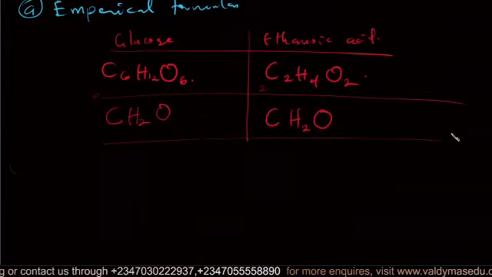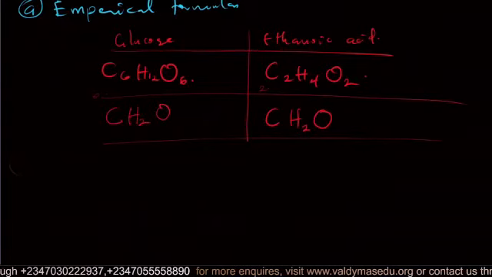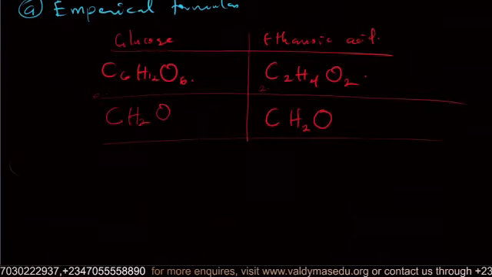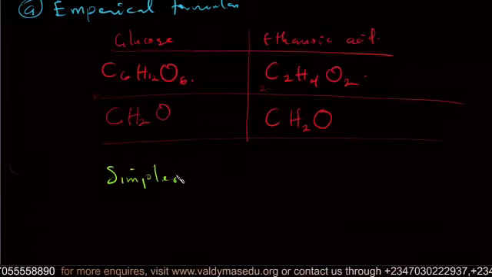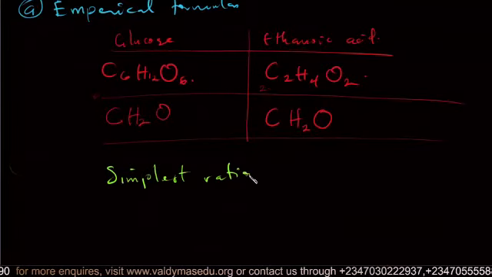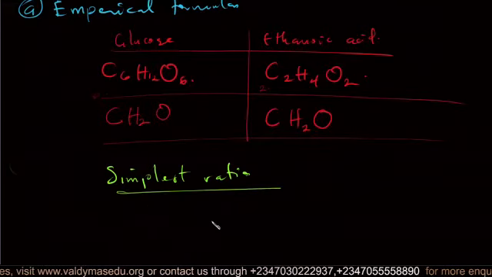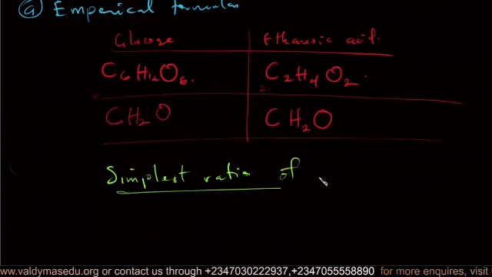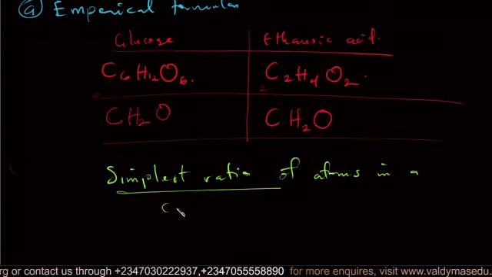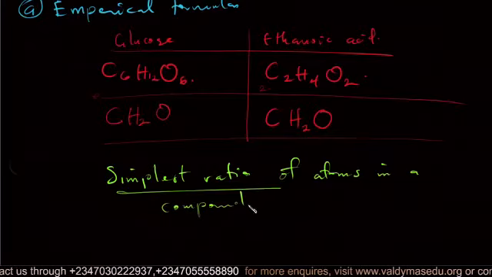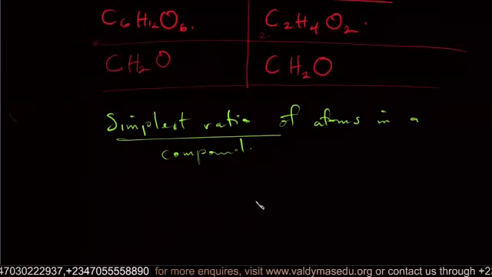So, from the definition, the empirical formula of a compound indicates the simplest ratio. It shows the simplest ratio in which atoms combine in a molecule. Don't forget, empirical formula shows the simplest ratio of atoms in a compound. That is for empirical formula.